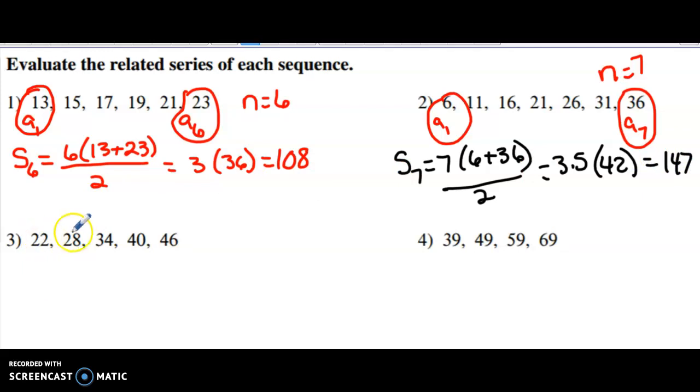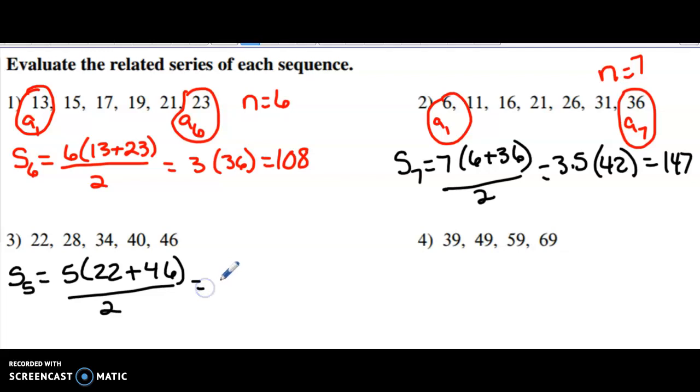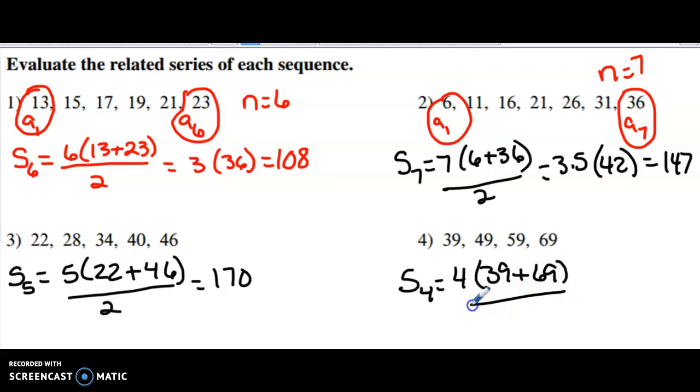For the next one, 1, 2, 3, 4, 5. I have 5 terms. So S sub 5 is equal to 5 times my first term, 22, plus my fifth term, 46, all divided by 2. So that gives me 170 when I plug it into my calculator. I have 4 terms here. So S sub 4 is equal to 4 times the first term, 39, plus the a sub 4 term, 69, all over 2. Plug that into my calculator and I get 216.